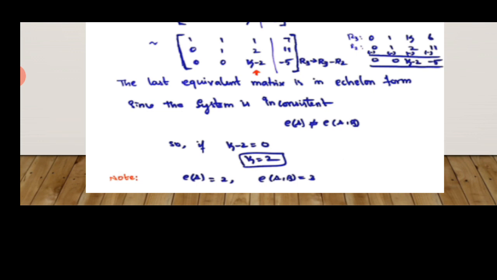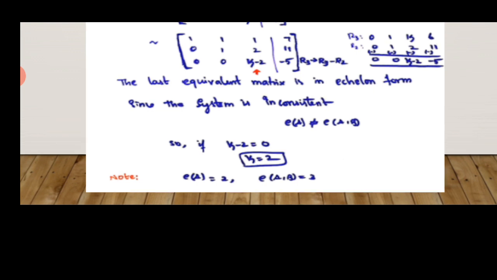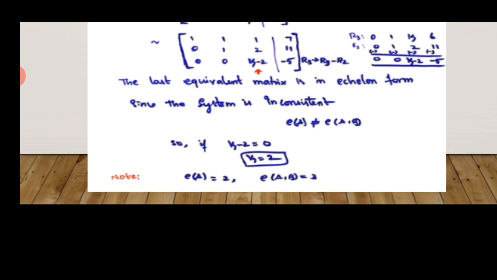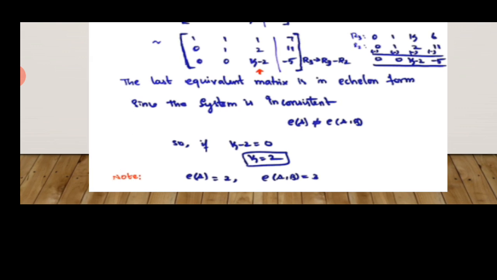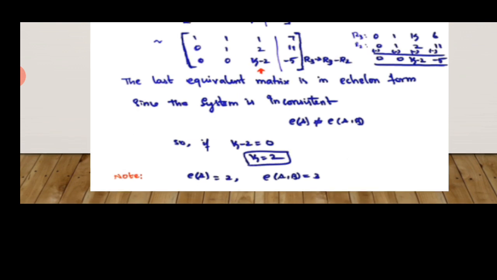That's why I have given a red mark there, the red color arrow you can see. If that place is 0, just assume that place is 0, the rank of A will be 2, right? And the rank of A comma B will be 3. So they will not be equal. So obviously the system will become inconsistent. That's why, to make the system inconsistent, the k minus 2 place must be equal to 0. So that means k is equal to 2.